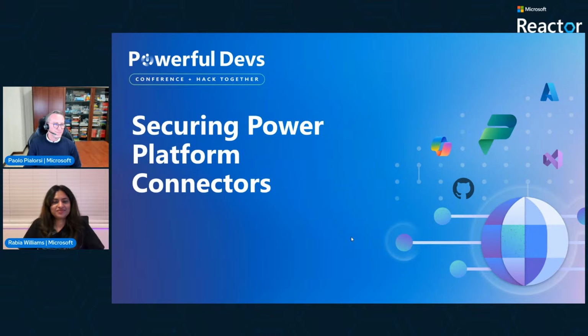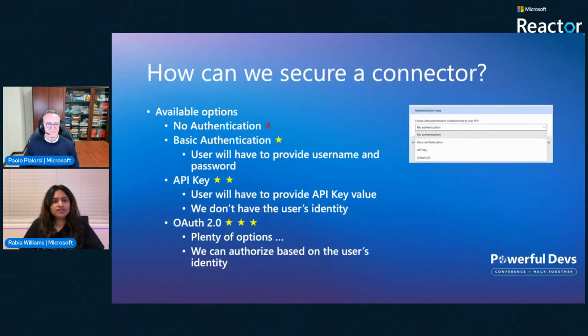All right. So the session is all about securing, like Paolo mentioned. So we will run through the options you have, how to connect and authenticate a connector. These are the options available. And as usual, Paolo has gone in and put stars on all the authentication options. So no authentication gets a thumbs down, and then you can see other stars. I'm really curious to know, Paolo, why you gave OAuth a 3-star, but we'll come back to that later.